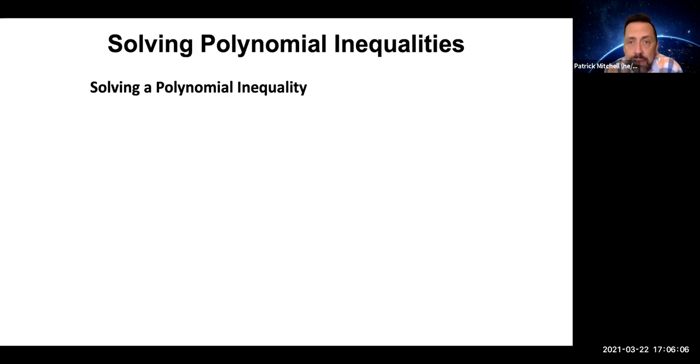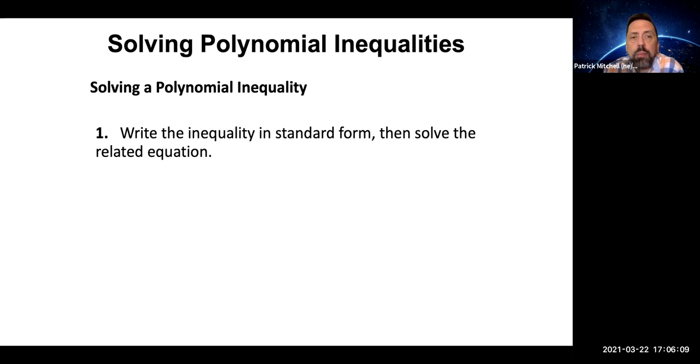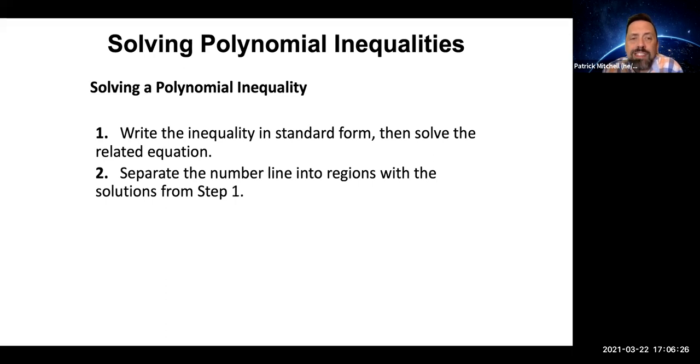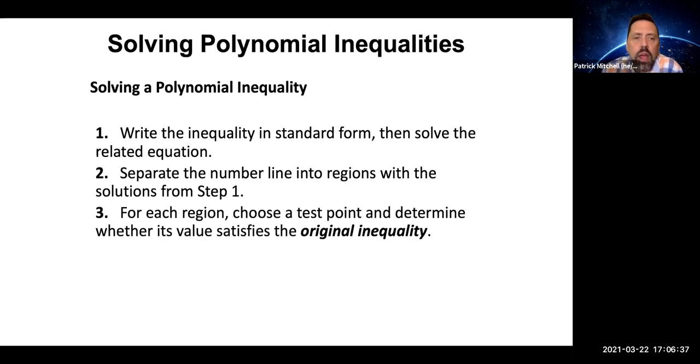All right, so here are the steps for solving a polynomial inequality. We're going to do 3 examples. Step 1 is to write the inequality in standard form and then solve the related equation. The related equation is just the equation that you get by replacing the inequality symbol with an equal sign. Step 2 is to separate the number line into regions using the solutions from step 1. Of course, this will make a whole lot more sense when we actually do it. And then in step 3, for each region, choose a test point and determine whether its value satisfies the original inequality.